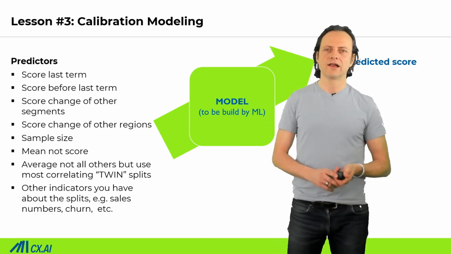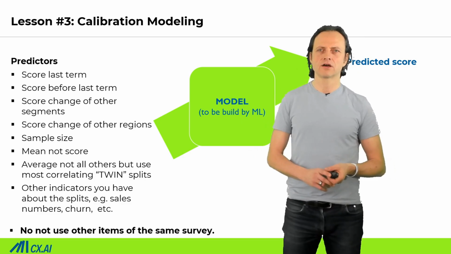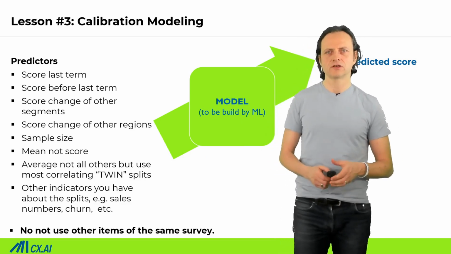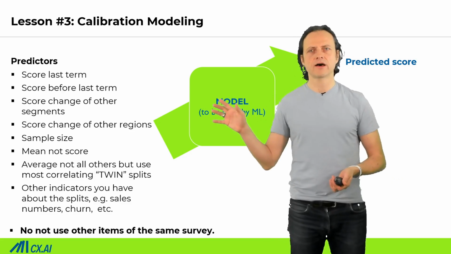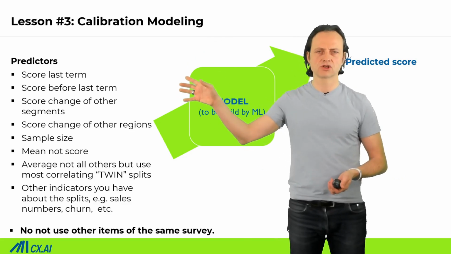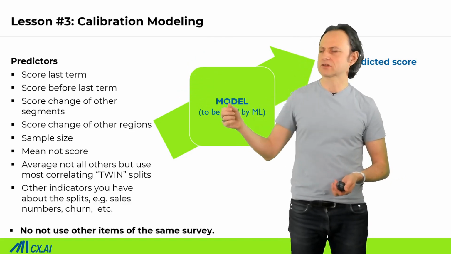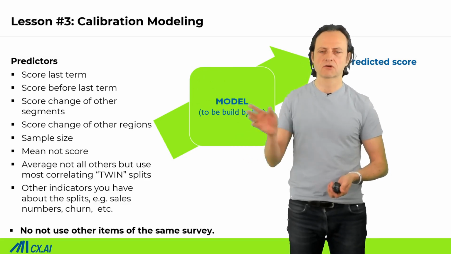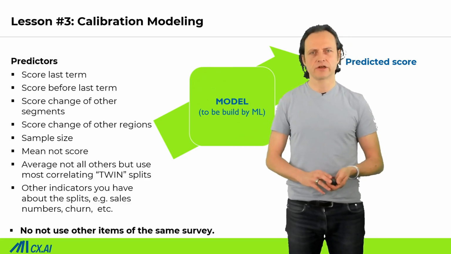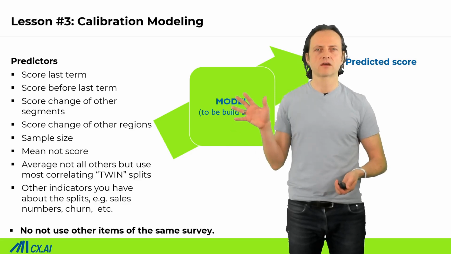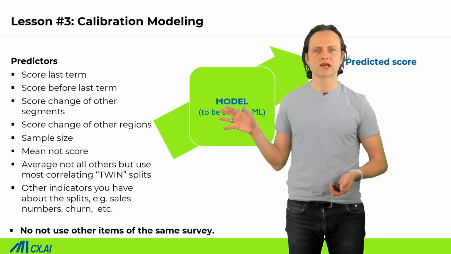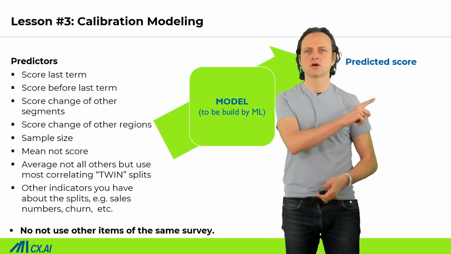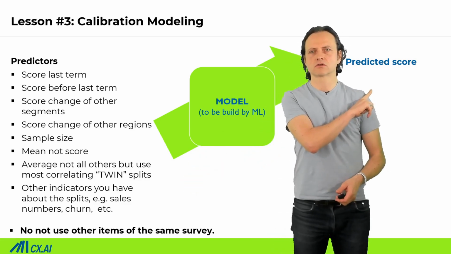So lastly, a note of caution. What you also could think of is taking another item. Maybe you do an NPS survey, and then you have some items like, how do you like our service, product, pricing, or so, a closed-ended questionnaire. You could think, okay, I take the average score of this segment for quality, service, etc., as a predictor for this score.